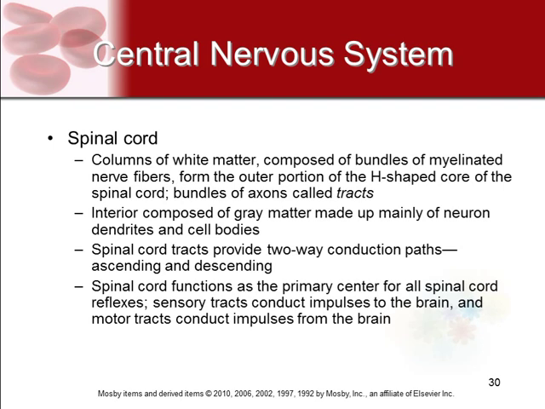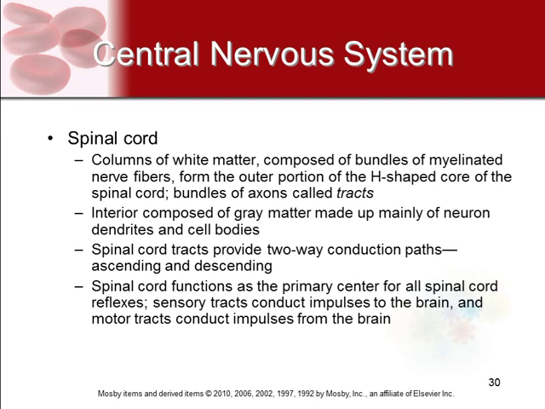So now moving away from the brain, we'll talk a little bit about the spinal cord. The spinal cord consists of columns of white matter. Remember, those are your myelinated nerve fibers. They form the outer portion of this H-shaped core inside your spinal cord, inside your vertebral column. And remember that that's still part of your central nervous system. Those bundles of axons are called tracts. And the interior part of that is formed by gray matter, which remember is that unmyelinated stuff in the cell bodies.